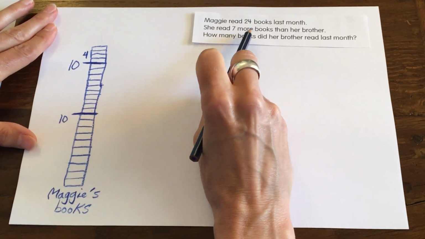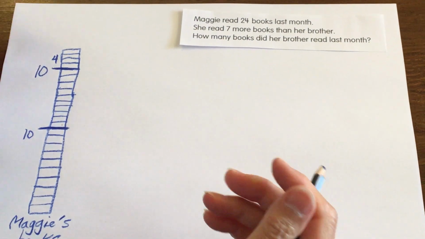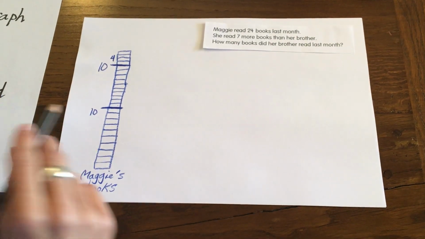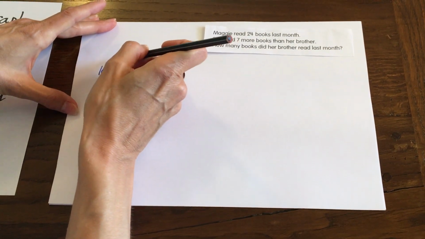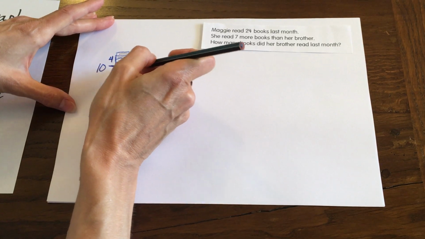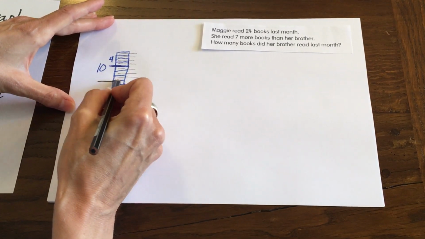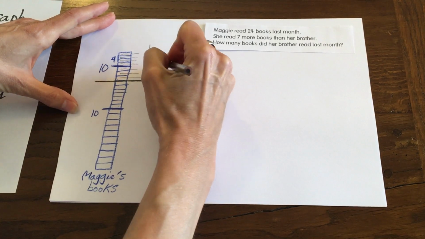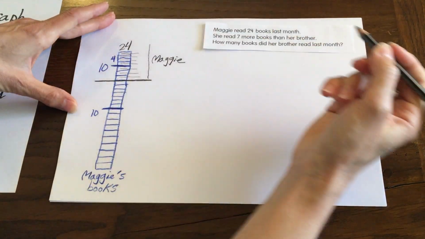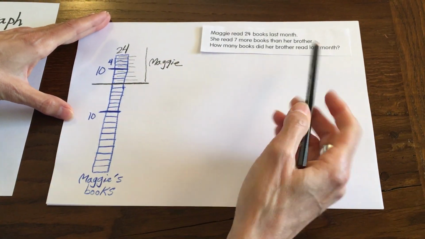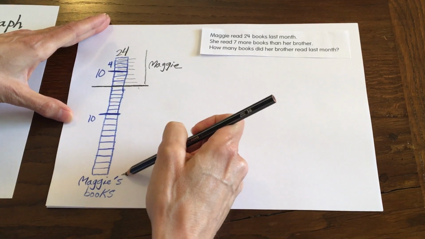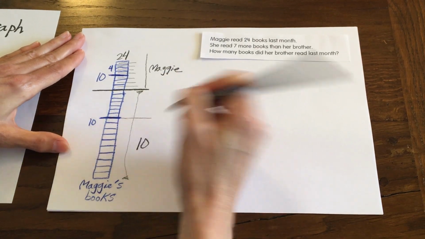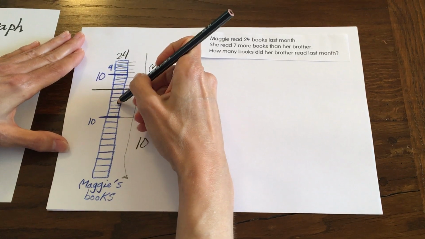She read 7 more books than her brother. So she read this many, so her brother read 7 less than she did, or 7 fewer. So we're going to go back a little bit. If we take out this book, 1, 2, 3, 4, 5, 6, 7. These were the 7 more books that Maggie read. She went all the way up to 24 books. But her brother, we don't know his name, her brother only read this many books. So we've got to count those. Look here, I've got a 10. And let's see what I've got here. 2, 4, 6, and 1 more.